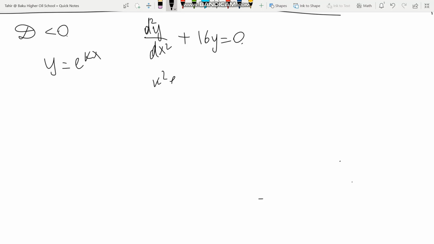This will be k squared e to the power kx plus 16 times e to the power kx, equal to 0. Let's just cancel off these terms and we will see that k squared is equal to minus 16. As you see, in this part, discriminant is less than 0. We cannot find the real solutions. Therefore, we will just use complex numbers here.